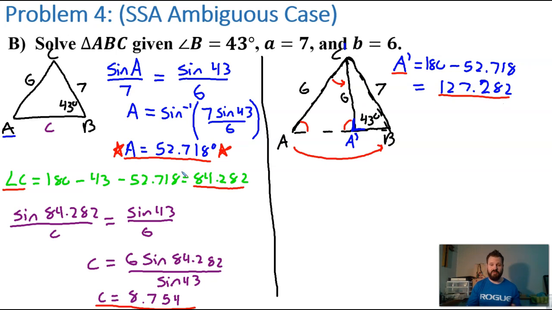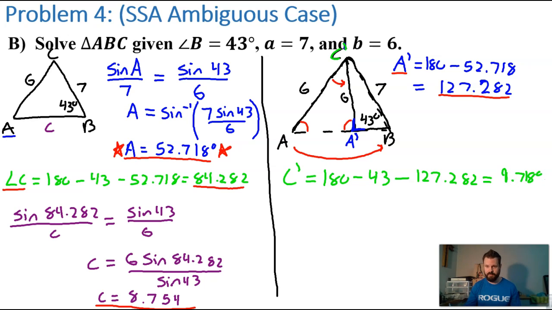Again, since I found A first on the first triangle, I'm going to find A prime first on the second triangle. From there I can find big C prime. That's just subtracting the other two angles from 180. So 180 minus the original 43 minus the 127.282, which gives us 9.718 degrees. Because once again, the angle A got bigger, therefore C has to get smaller.